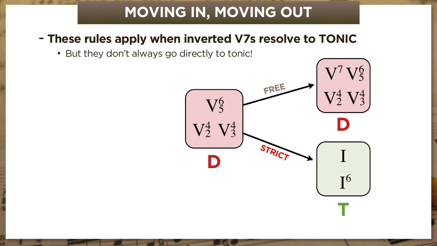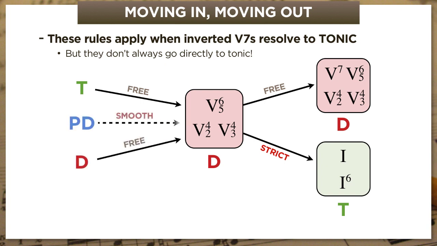And you should also know that the voice leading is equally free moving into inverted 5-7s, whether you're moving in from some tonic or some other dominant. And as we'll see later, the motion from predominance into inverted 5-7s is pretty free as well, although it does tend to be smooth rather than leapy.